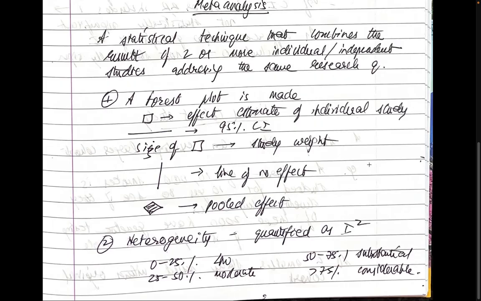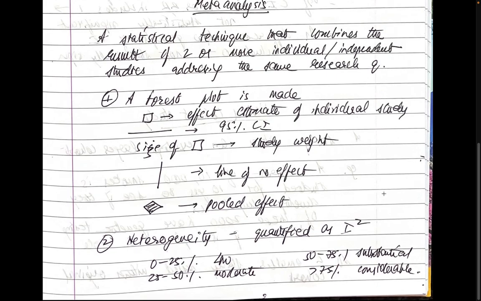Meta-analysis. A statistical technique that combines the result of two or more individual or independent studies addressing the same research question. So, a forest plot is made in which the square represents the effect estimate of that individual study. Horizontal line is 95% confidence interval. The size of the square is the study weight. Vertical line is the line of no effect. Diamond is the pooled effect. Heterogeneity is quantified as I square, which is 0 to 25% low heterogeneity, 25 to 50% moderate, 50 to 75% substantial, more than 75% is considerable.